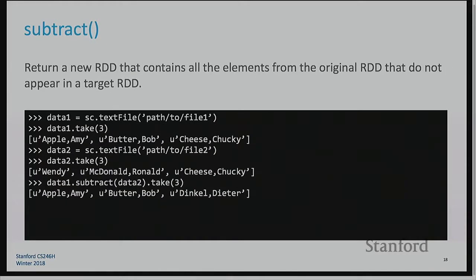Subtract is a set subtraction. So it takes an RDD and removes every record from the first RDD that is present in the second RDD in a child RDD. Again, it doesn't modify anything. So it will remove anything that matches from the second RDD that was in the first RDD in a third child RDD. Did that make sense? Okay.